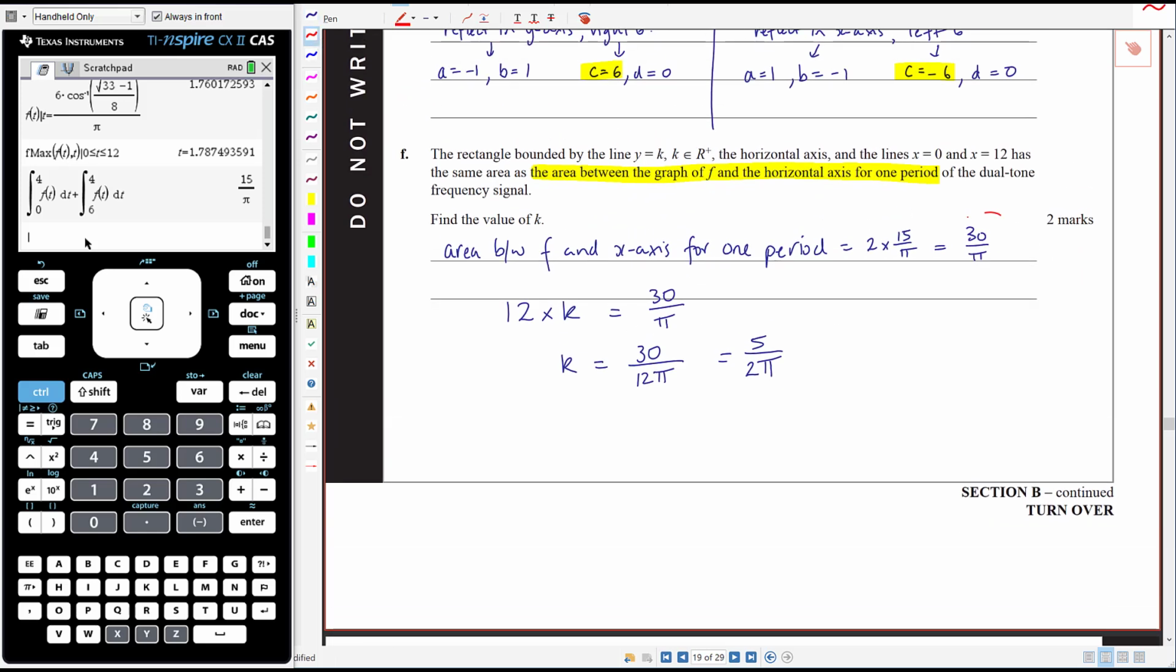I suspect 1 for actually working out what the area between the x-axis and the curve for one period is, and then for working out what that means for k.